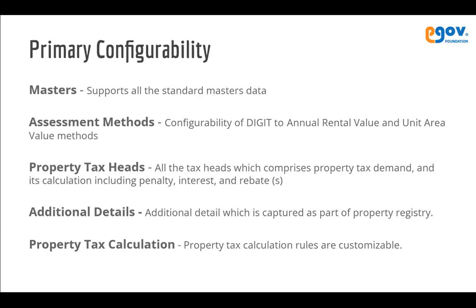The property tax is not only one head, it is basically multiple heads, so it comprises the property tax demand. And it varies from state to state. Mostly it means at least one, and more than one as well. So maybe the property tax, which is basically the general tax, and then water tax and conservancy. So these heads are there. In addition to that, there are heads like penalty, interest, and rebates. So all these heads can be configured. There is no limit to the configuration of heads.